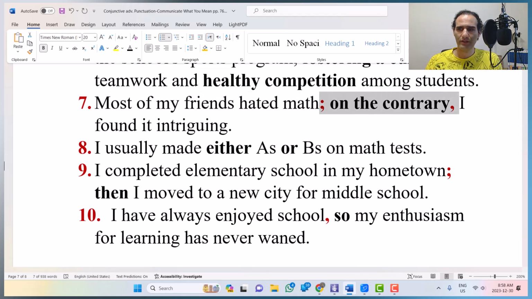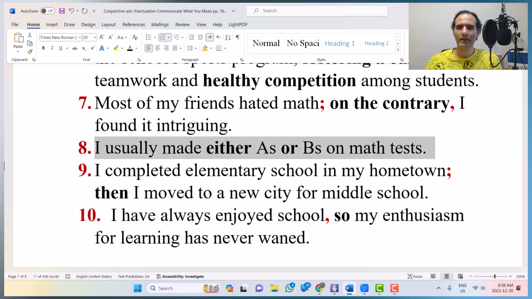On the contrary, so it should be I liked it. I found it intriguing, interesting. Number 8, which could be difficult for many students because they don't know what As and Bs stand for.